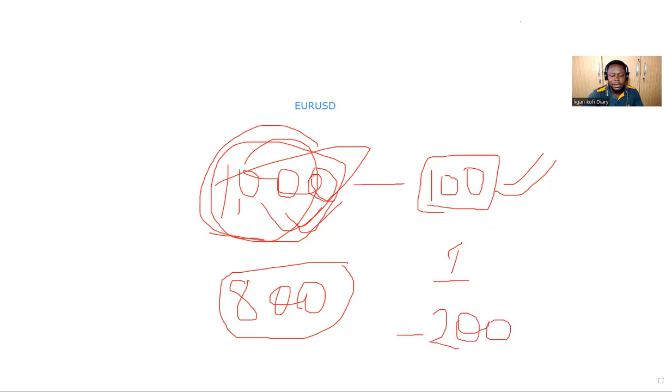Because initially, 1 month ago, you bought it at 1,000 of your currency. And after 1 month, you took the same $100 to the bank and you were given 800 instead of 1,000. So it means the $100 bill you kept with you has depreciated in value by 200. Does this make sense? Good.